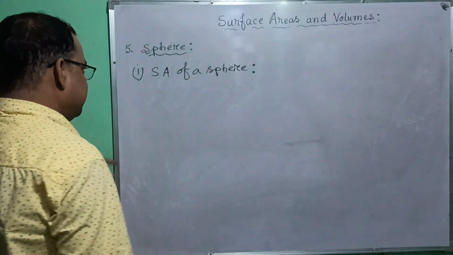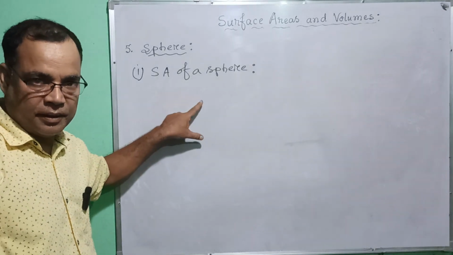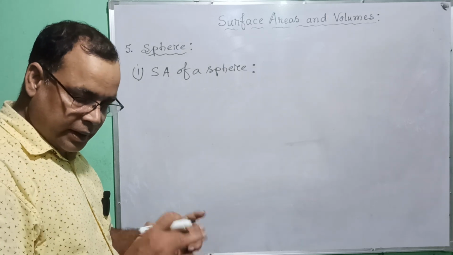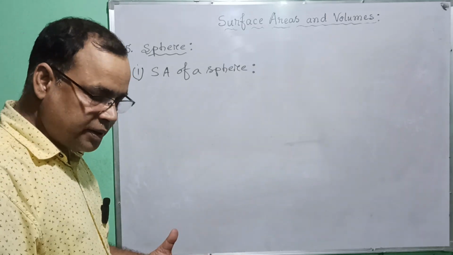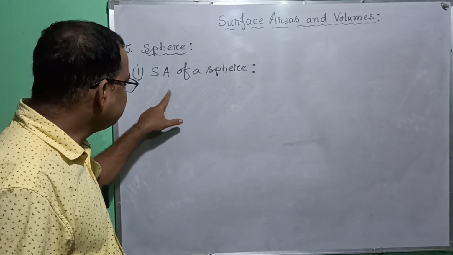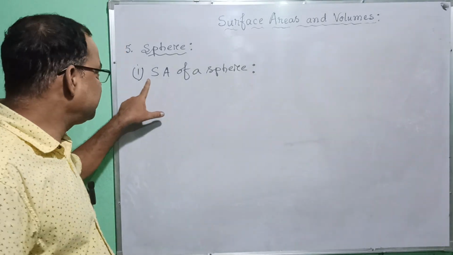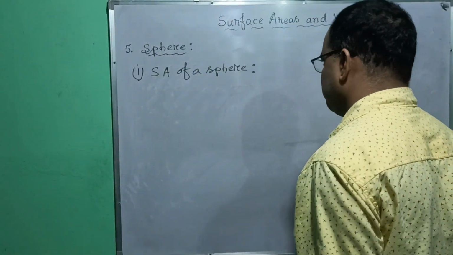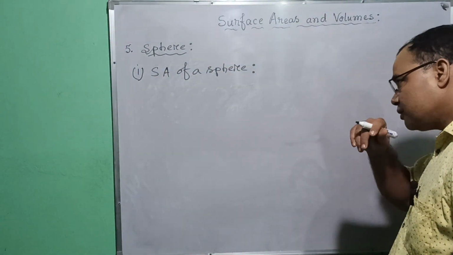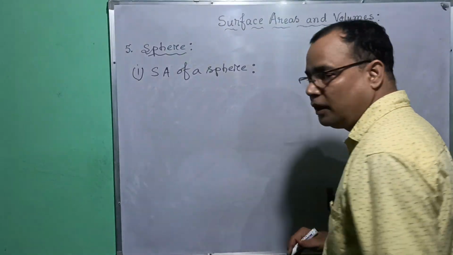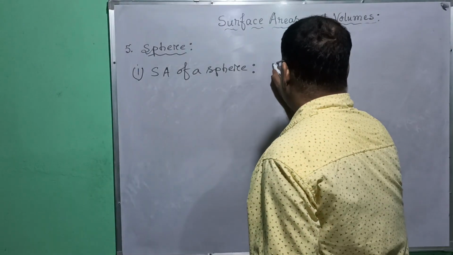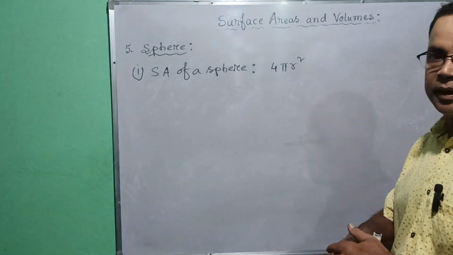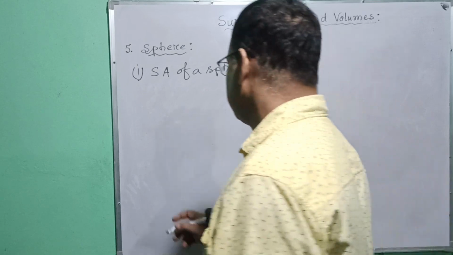Here you can see that I have not written total surface area, because in case of a sphere only one type of face is there. All the faces are curved, and that's why surface area means the total surface area. That's why there's no need to write total surface area. We can write only the surface area of a sphere. You just remember that the surface area of a sphere is 4 pi r square.